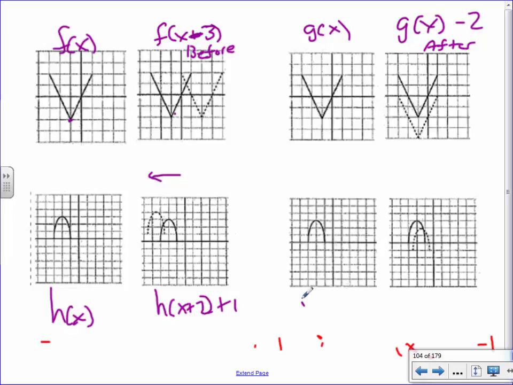F, G, H, I, whatever. It's a letter. You guys want to take a stab at this one?